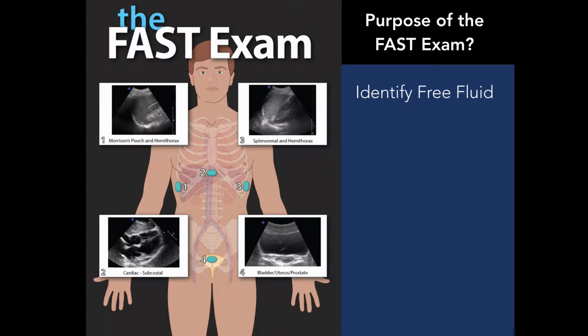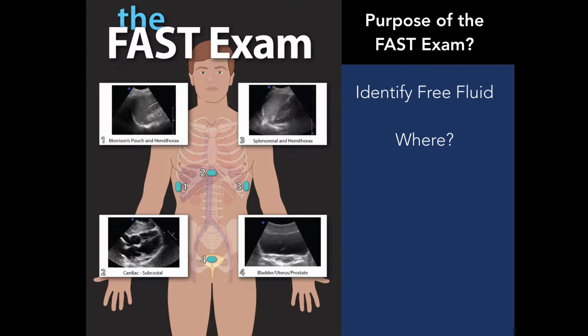Free fluid is fluid that's not in the structure it's supposed to be in. It's leaking out. Now, we're looking around the body with 4 different views. Do you think that knowing where the fluid is would tell you something about what might be injured? Yeah. So we have to look for where the fluid is, and then we're looking actually in multiple places.